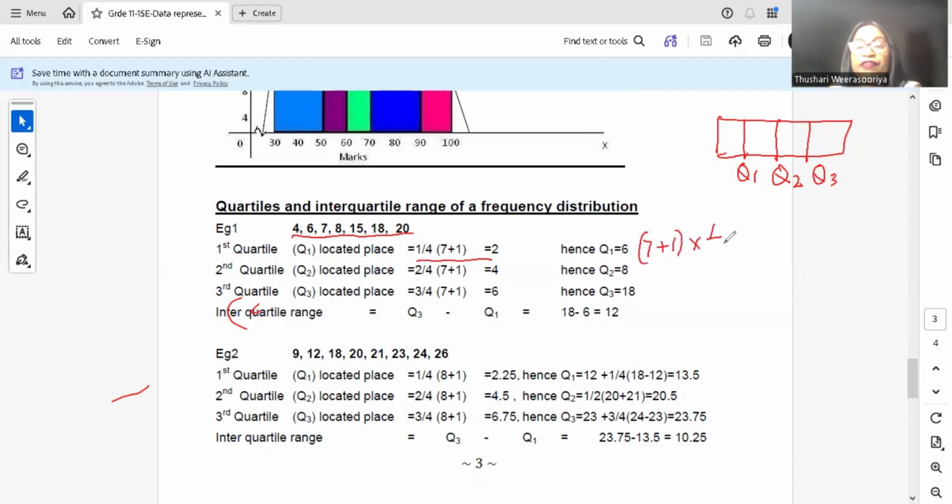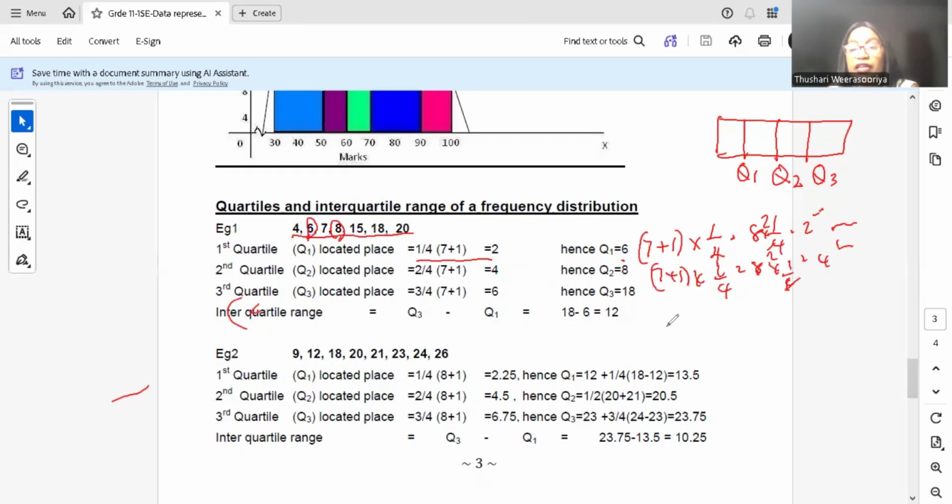And into quarter, first quarter is 1 over 4. That is 8 into 1 over 4. That is the second number. Second number. Is that clear? Second number. 2 is not the part Q1. Second number. Second number is 6. There. Right. Next one, how to find the Q2? Right? 7 plus 1 into 2 over 4. That is 8 into 2 over 4. That is the fourth number, 1, 2, 3, 4. Fourth number is this, 8.